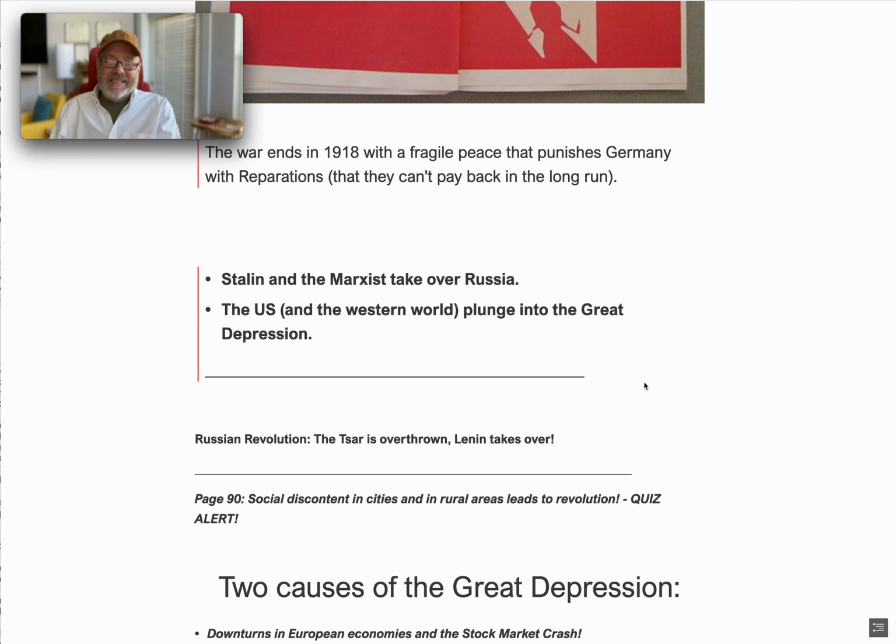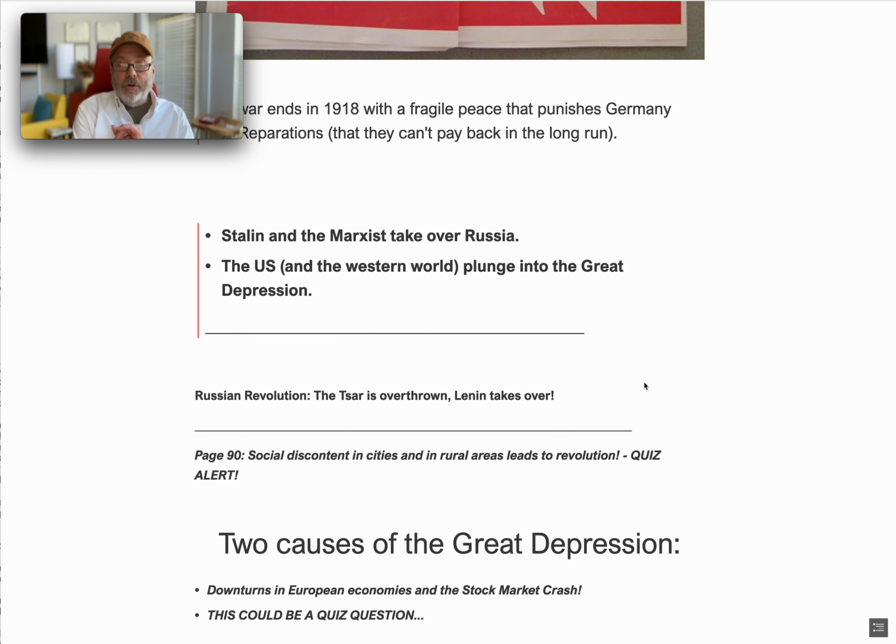So what lessons can we take from the Russian Revolution? Well, the first one is that when society is upset, and they're upset in the country and in the cities, rural and urban areas, that's a prime time for revolution. And that's what happens in the Russian Revolution. If you look at page 90 in your text, it talks about social discontent in cities and rural areas and how that leads to revolution. That's a quiz question, so make sure you know that.